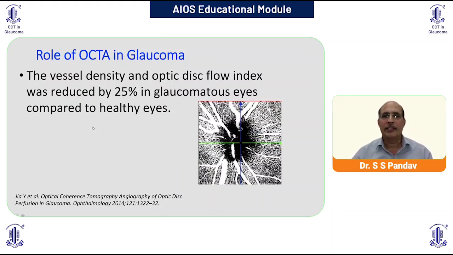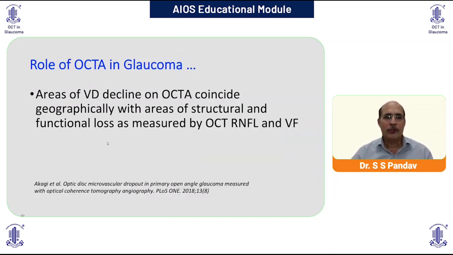The vessel density in the optic disc flow, or the flow index in the optic disc area, has been seen to be reduced in glaucomatous eyes as compared to healthy eyes. There are a number of studies now which suggest that there is a correlation between glaucoma and the reduction in vasculature in the optic disc area or in the peripapillary area. Also, we know that there are areas of vascular density decline on OCTA that coincide geographically with the areas of structural and functional loss.